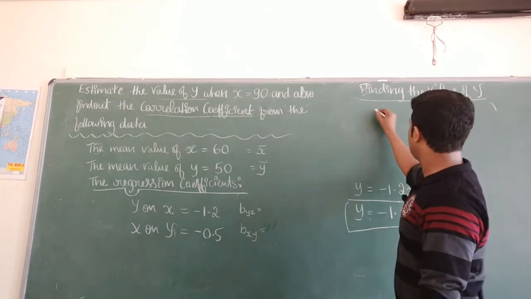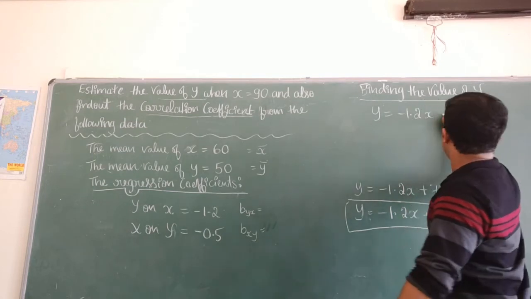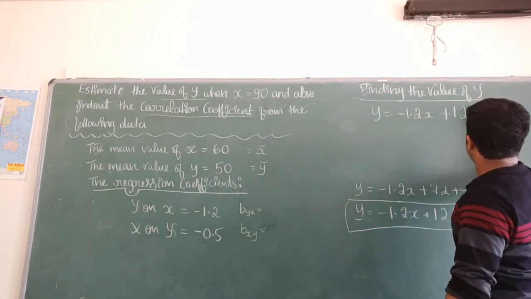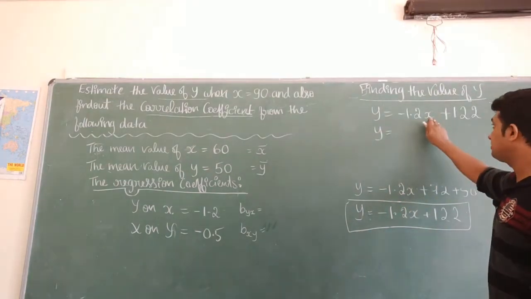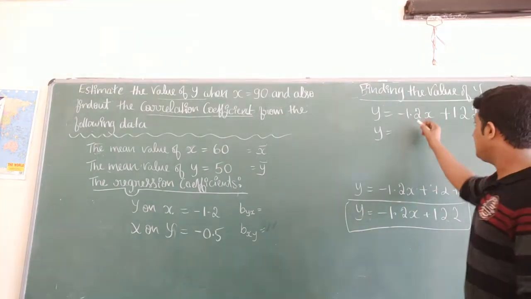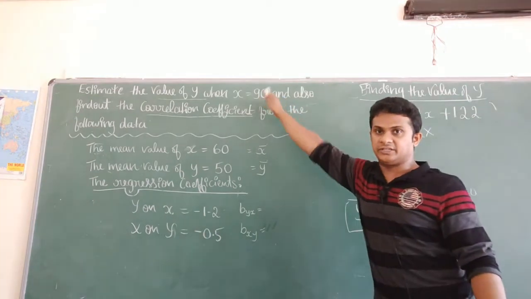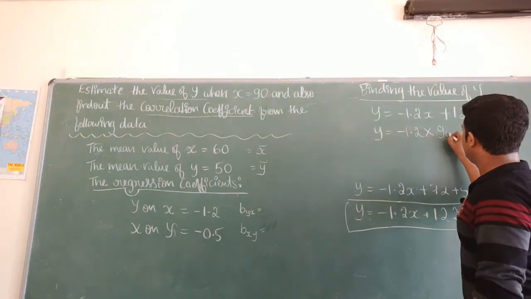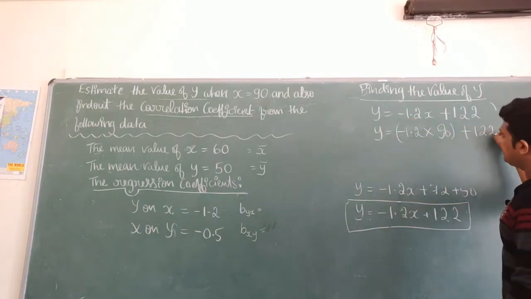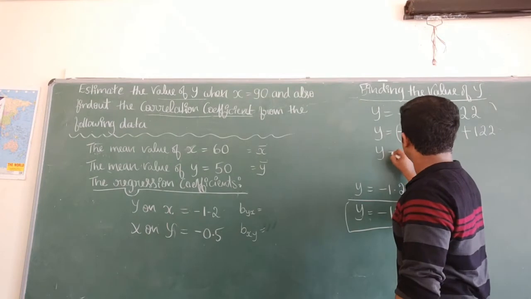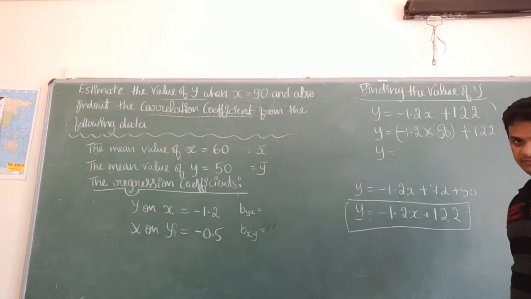We will be using the same equation, the y on x equation: y is equal to minus 1.2x plus 122. Again I'll write the same thing, y is equal to, now I'll substitute the x value which is given in the question. Minus 1.2 into, what is the value of x? Here they have given 90. I'll be substituting that 90, plus 122.